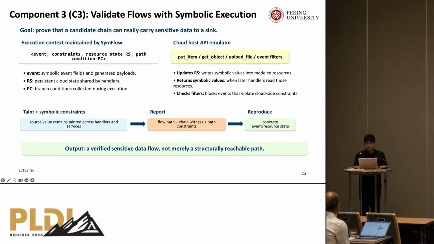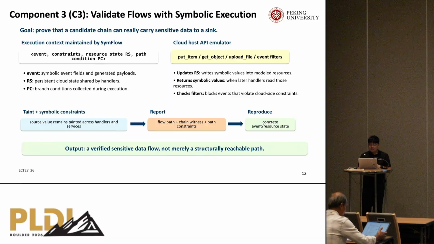And component 3 solves challenge 3 by validating the candidate train with symbolic execution. SymFlow maintains an execution context containing the current event, constraints, resource state RS, and the path condition PC. As handlers execute, the Cloud Host API emulator updates RS for reads and returns symbolic symbols for later reads. It also checks service-side filters, so infeasible events are blocked.